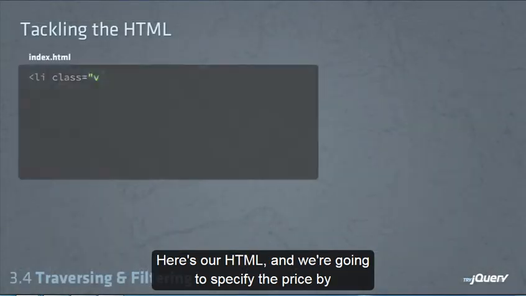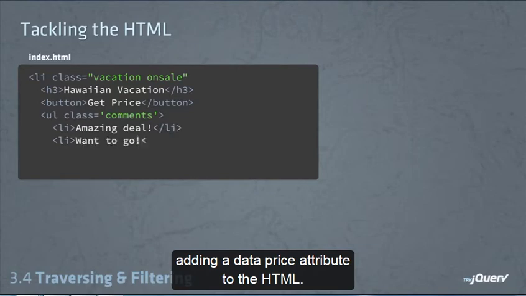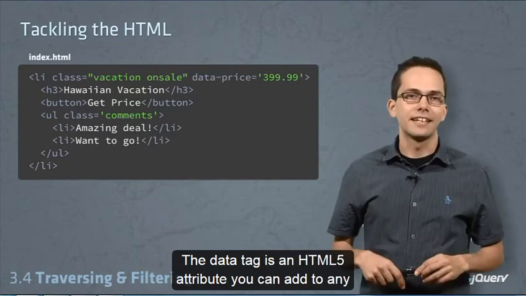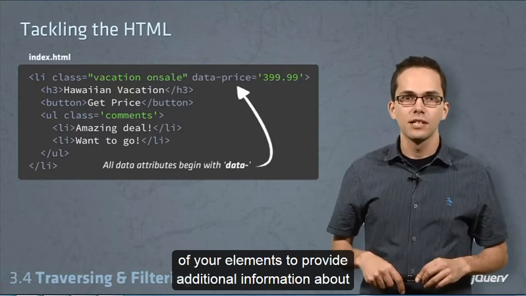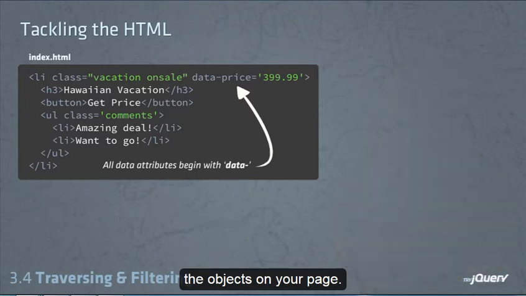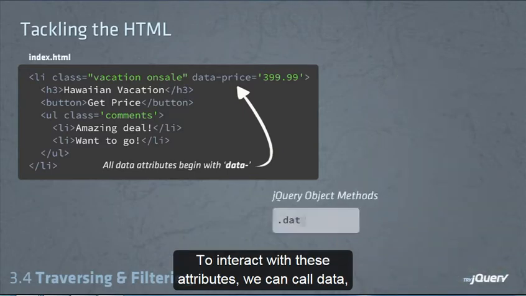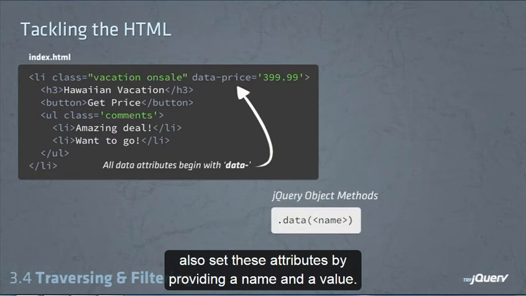Here's our HTML, and we're going to specify the price by adding a data-price attribute to the HTML. The data tag is an HTML5 attribute you can add to any of your elements to provide additional information about the objects on your page. To interact with these attributes, we can call data, then specify a name to get out the information, and we can also set these attributes by providing a name and a value.